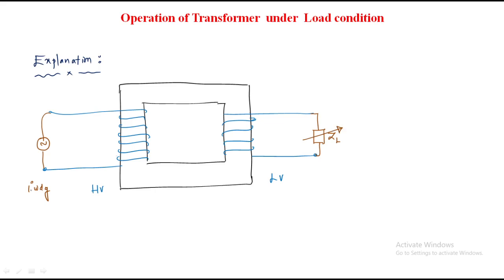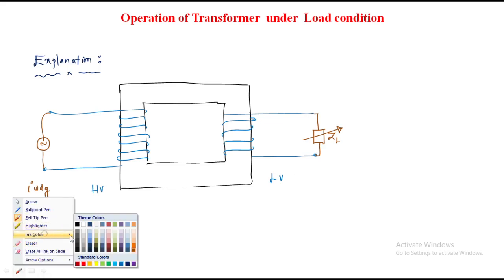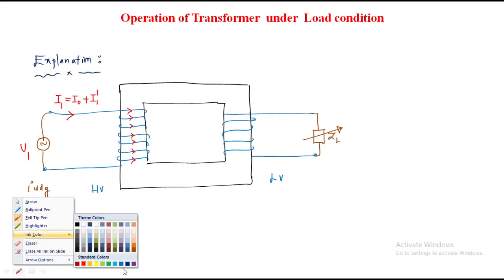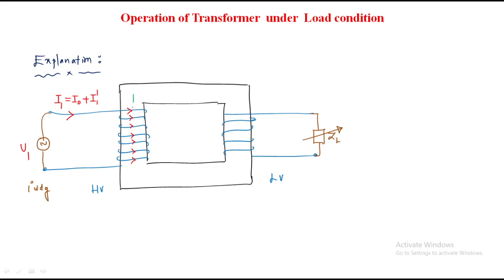So this is HV, where we have the supply voltage, that is the primary winding. This is LV, where we have ZL. So for this V1, this is I1, which is equal to the vector addition of no load current and I1 dash. So what is the current direction here? This is the current direction. So because of this primary supply voltage, there is a flux, right? There is a flux.